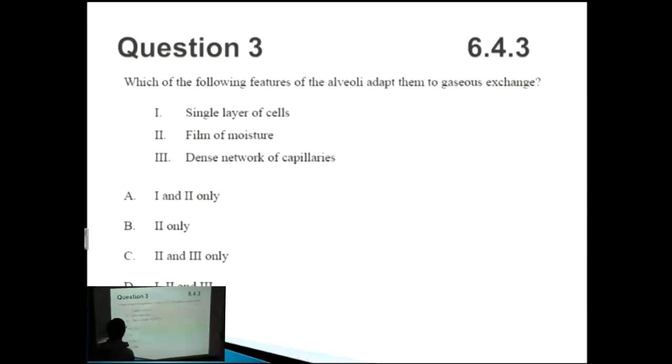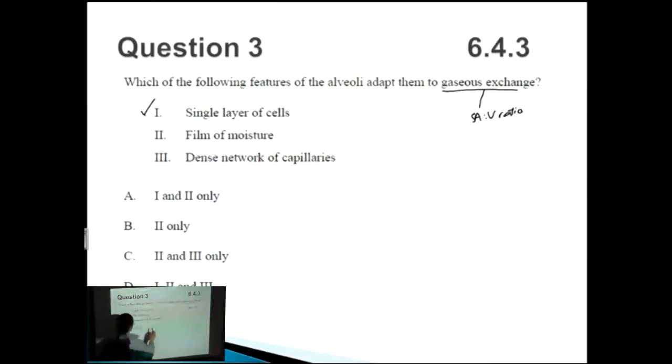Question number 3. Which of the following features of the alveoli adapt them to gaseous exchange? You need to know about the key features of gaseous exchange. When you think about that, you need to talk about surface area to volume ratio. That's one which is very important. Surface area to volume ratio is not actually mentioned here, funnily enough, but things that are mentioned are single layer of cells.